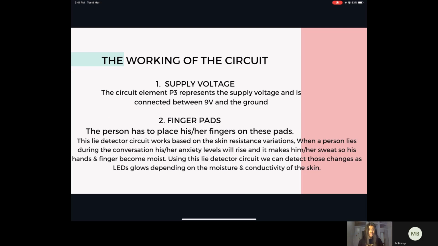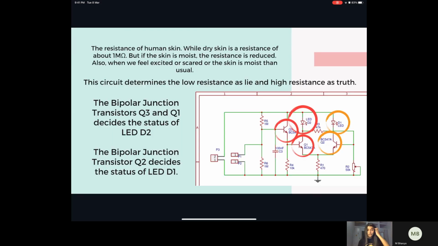This lie detector circuit works based on the skin resistance variations. When a person lies during a conversation, his or her anxiety levels rise, which makes them sweat and the hands and fingers become moist and humid. Using this, the lie detector circuit changes the LEDs depending upon the moisture and conductivity of the skin. The LEDs can be turned off and on, which gives the application to it.